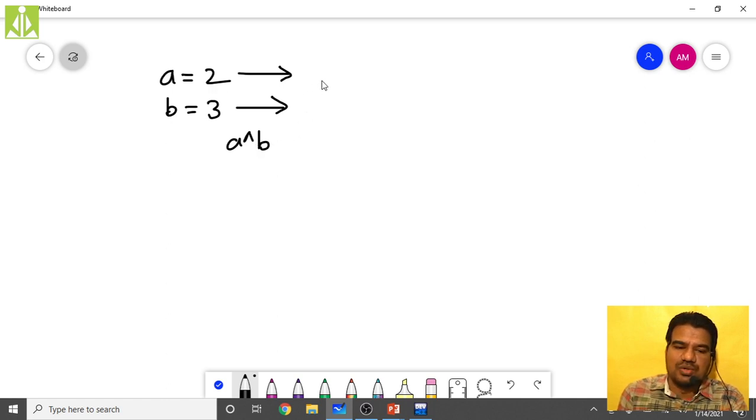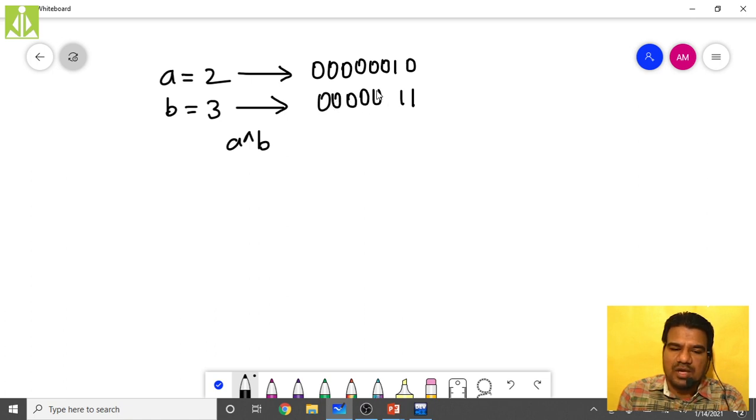What is 2? 2 is 1 0. We said all operations we perform at 8 bits, so how many zeros will we get here? We will get 6 zeros followed by 1 0. Then 3 means 1 1, and again here also we will get all zeros in front.